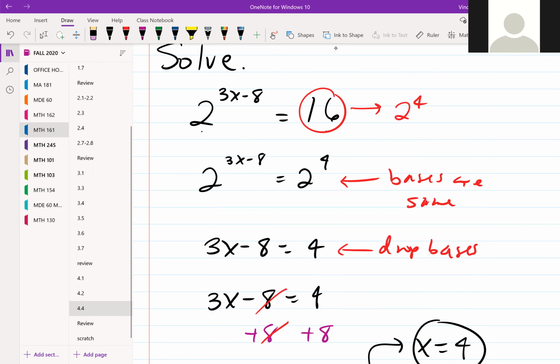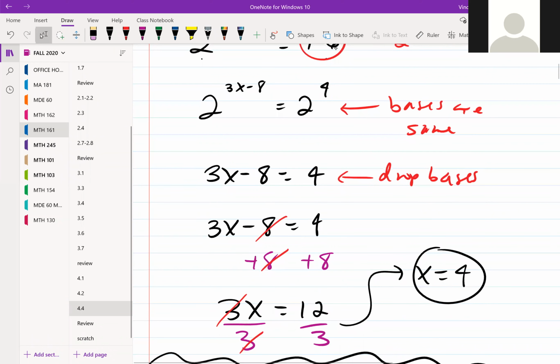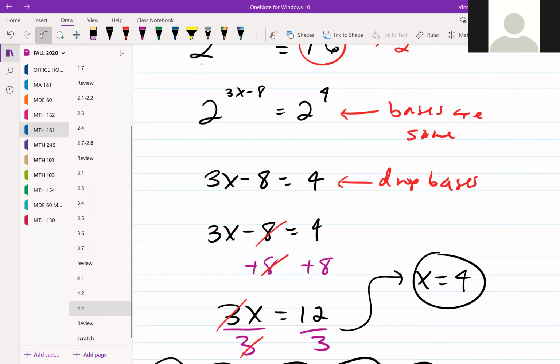Can I go with the assumption that if I have 2 to the 4th power, that will always be my final solution? No, it depends on what's going on in the problem. Yeah, that was a coincidence.